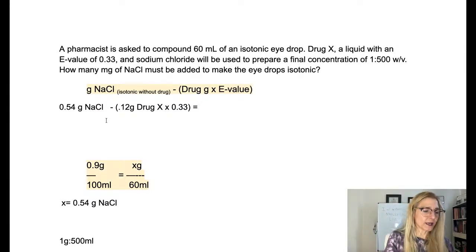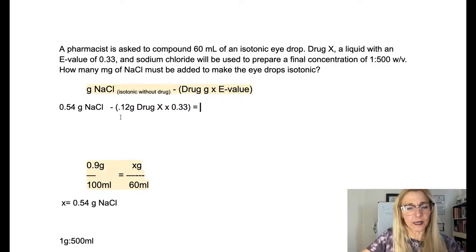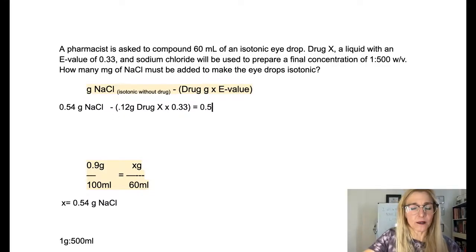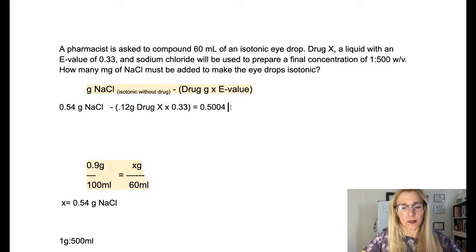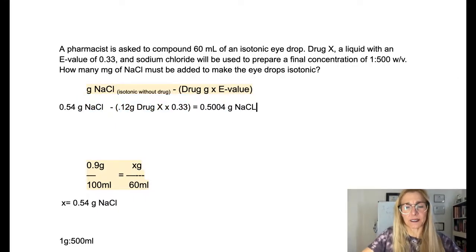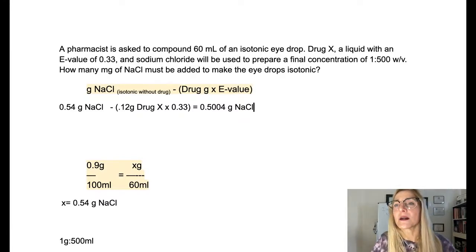So I'm subtracting that out. And the answer that I got right now was 0.5004. And I'm double checking. And I remember that this, once I multiplied it, it basically turned into grams of NaCl that I subtracted from grams of NaCl. So it's grams of NaCl. Is that what they were looking for?